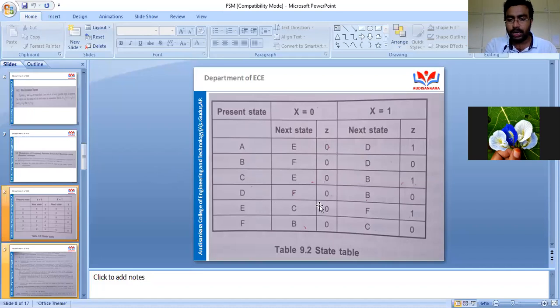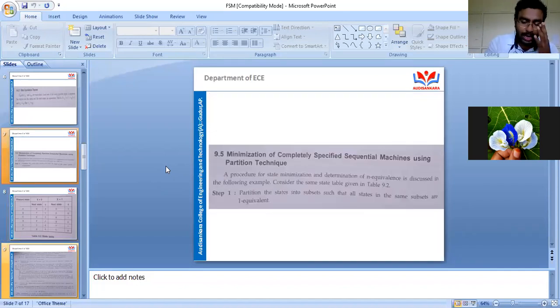Students, have you noted down the entire table, the state machine? Have you noted it down? This table is completely required for minimization. If you go into the later parts, you cannot see the presentation. That's why I'm asking you to note it down. Okay, students, let's go here.